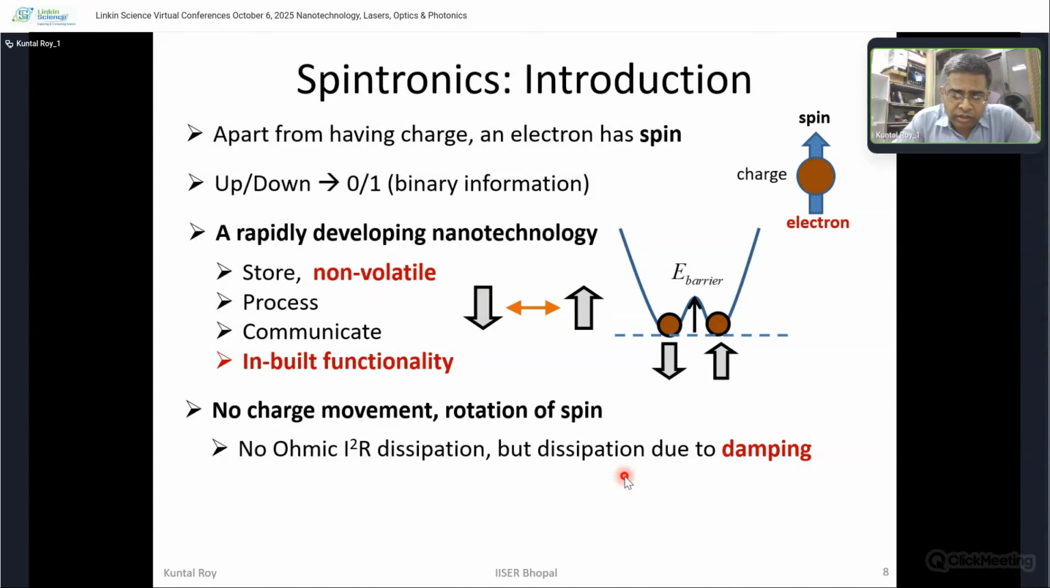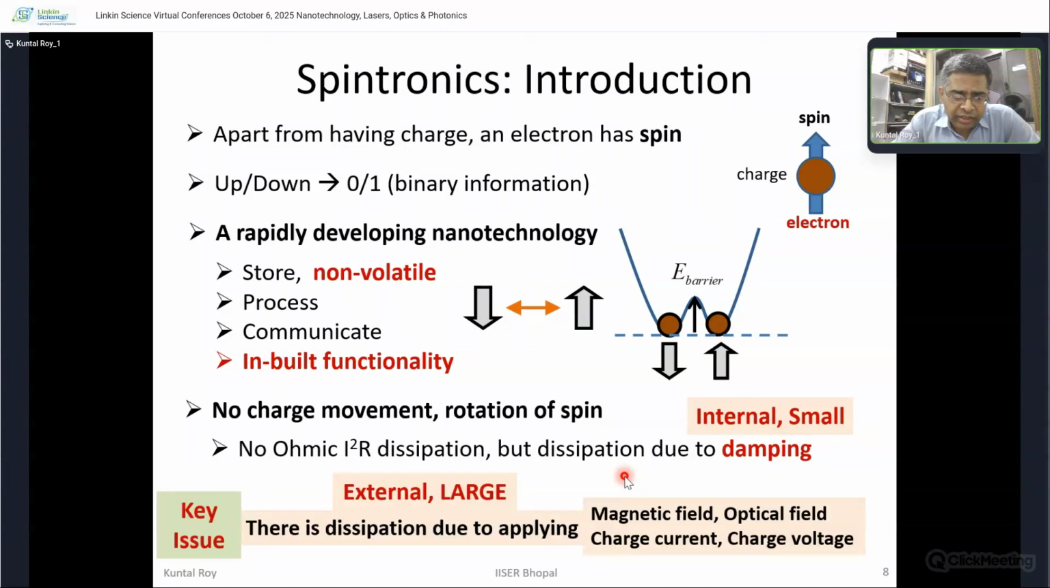So because of this work done, there will be some energy deposited. But this is internal and quite small, right? But that is not the main energy dissipation. That has baffled the community for some time. The key issue is that there is a dissipation due to applying an external quantity like voltage, current, field, whatever you want to apply.